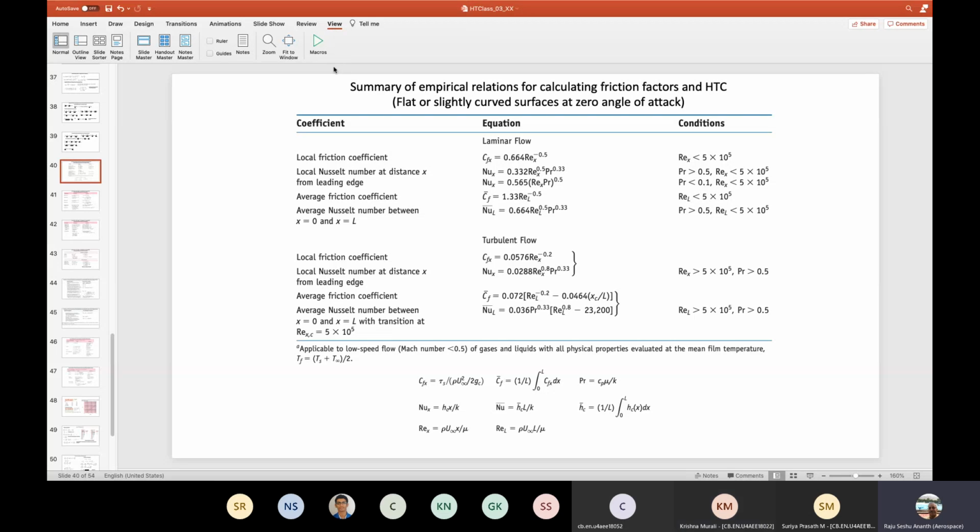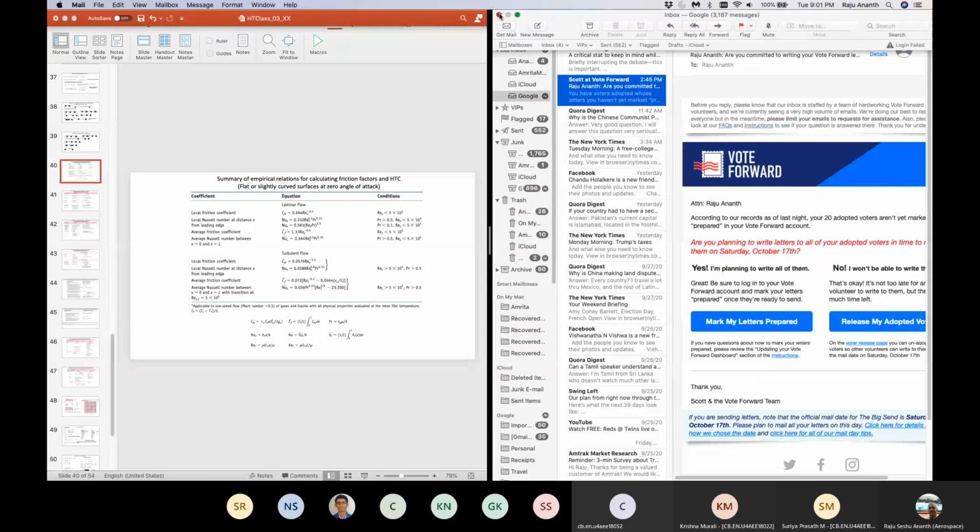Okay. All right. So these are some of the empirical relations for calculating friction factors and heat transfer coefficients on a slightly curved or flat plate. Basically less than 5 × 10⁵ means laminar, at any x. So it's basically 0.664 divided by the square root of the Reynolds number, remember, the average local friction coefficient. So we know that. For the local Nusselt number, there was a Prandtl number coming in.